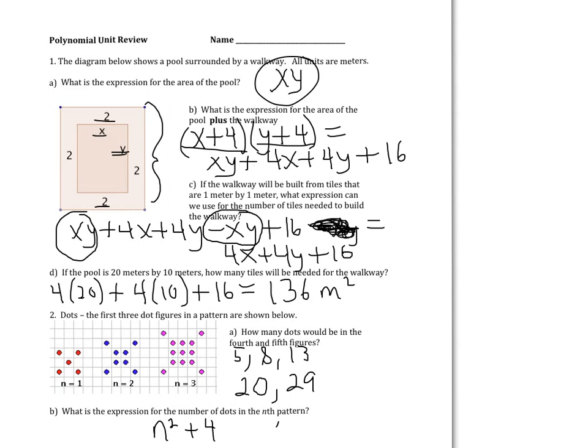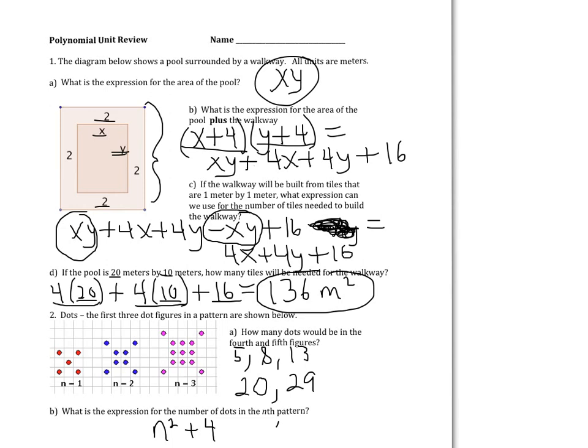If we now say, well, what if the pool is 20 meters by 10 meters? That means we're going to substitute, let's say, 20 for x, 10 for y. That gives us a total of 4 times 20 plus 4 times 10 plus 16, which is 80 plus 40, 120, plus 16 is 136 meters squared.